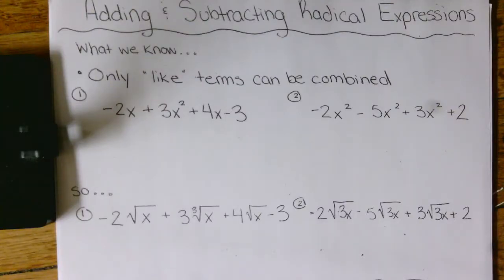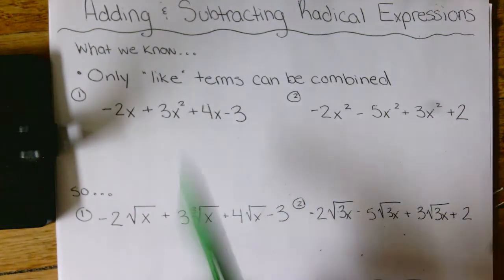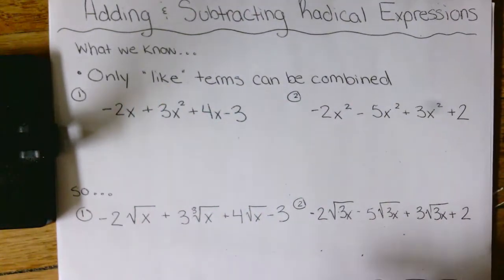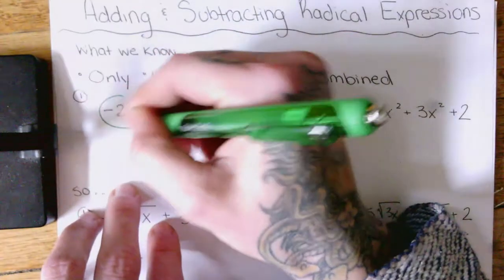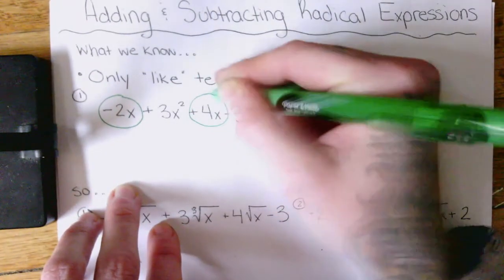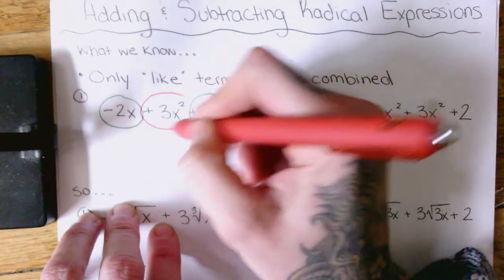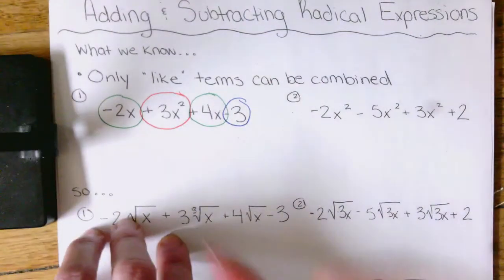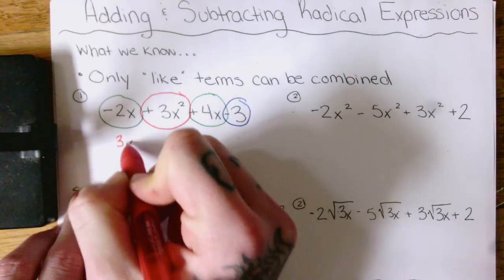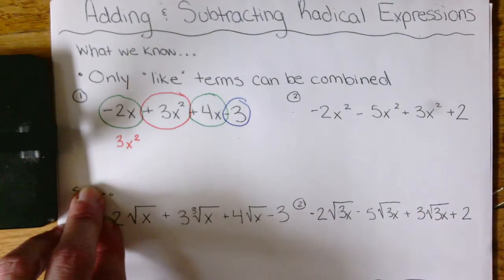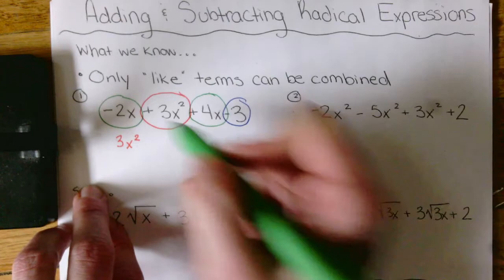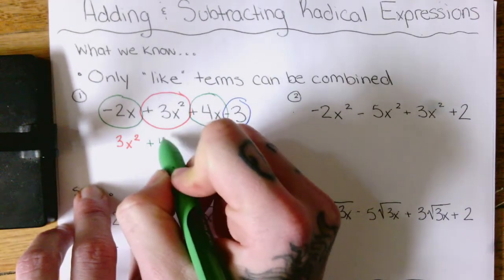All right, adding and subtracting radical expressions. So some things we already know, we're just going to take those things we know with us when we're talking about radical expressions. Now, if I had an expression like this, we already know that we're only going to combine like terms. So my linear terms and my constant terms and my quadratic terms, only the quadratic terms are going to combine. And then only the linear terms are going to combine.